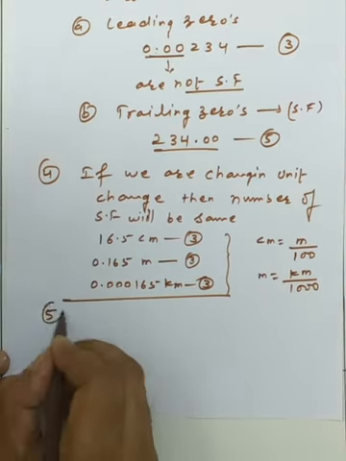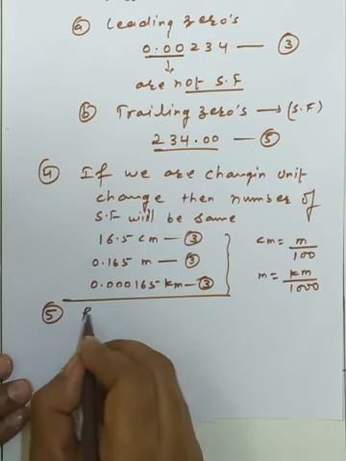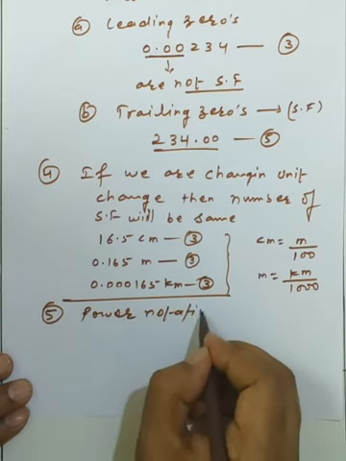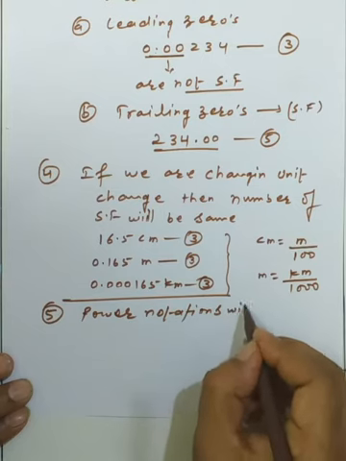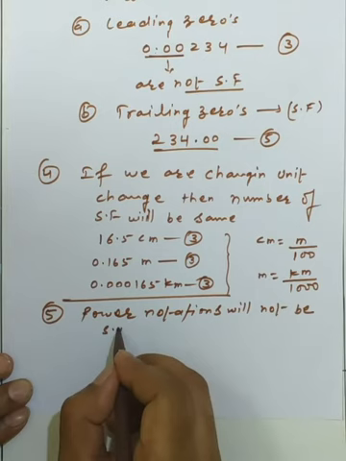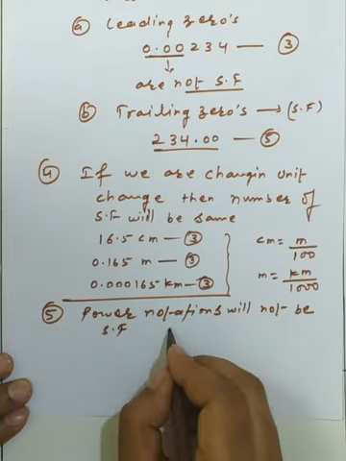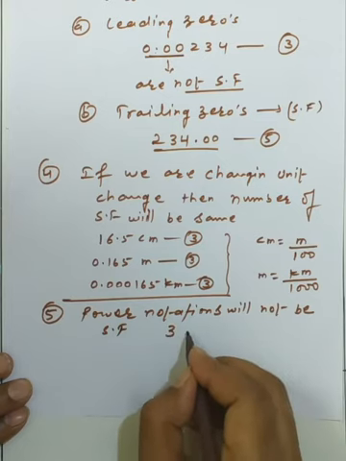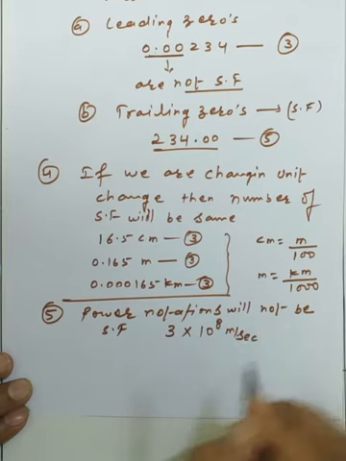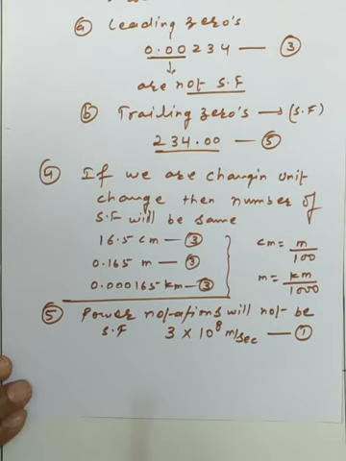Now I am talking about rule number 5. Power notations are not included in SF. So what is the example? If we say that the velocity of light in air is 3 into 10 to the power 8 meter per second, and someone asks how many SF, we should tell that it has only one SF, which gives us reliability.